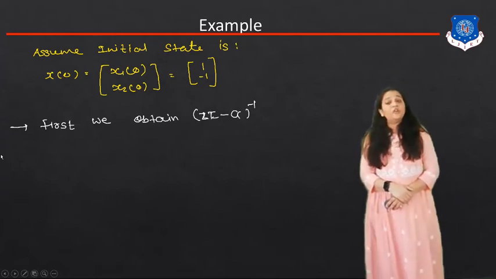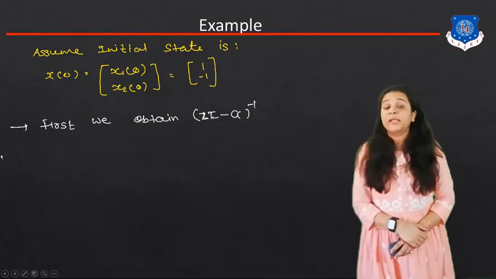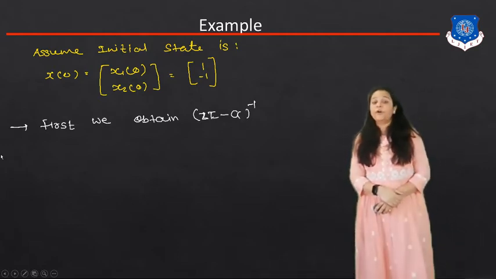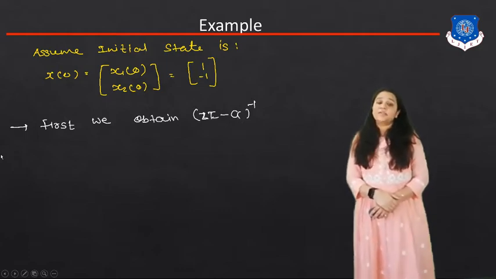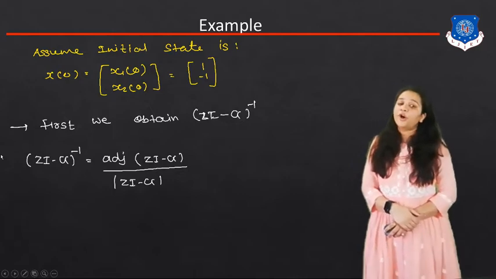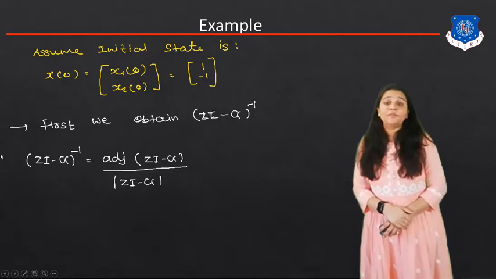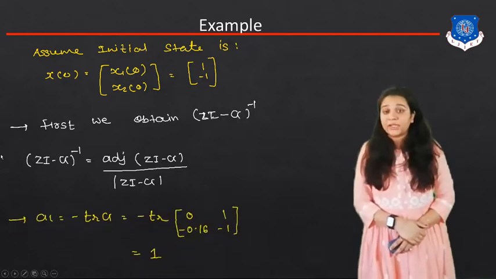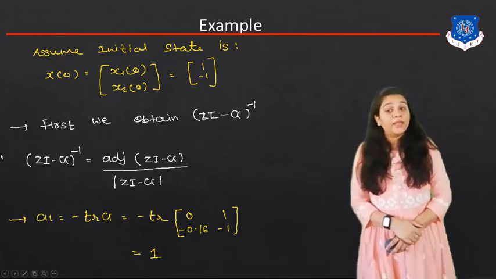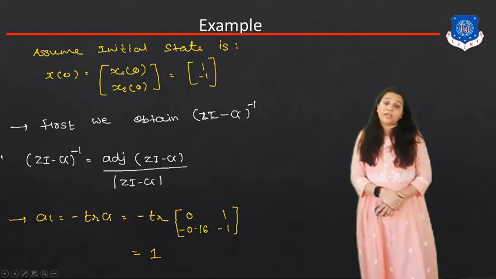Here the G matrix is given. So what is the equation for (zI minus G) inverse? We also discussed that in the previous video. (zI minus G) inverse is equal to the adjoint of (zI minus G) upon the determinant of (zI minus G). First of all, we have to find the adjoint of (zI minus G). For the adjoint, we have to find the values of a1, a2 and a3, and then the values of H1, H2 and H3.